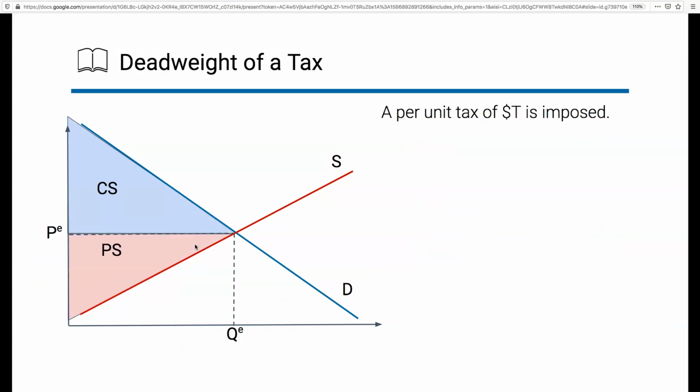The final example for today, example of a tax. And you are probably familiar with taxes.